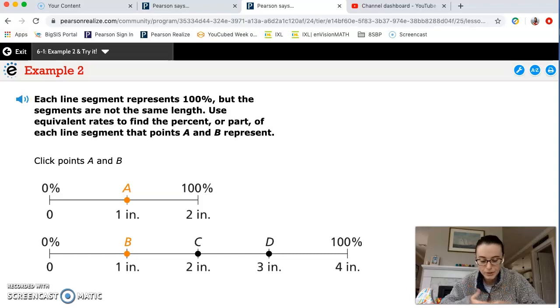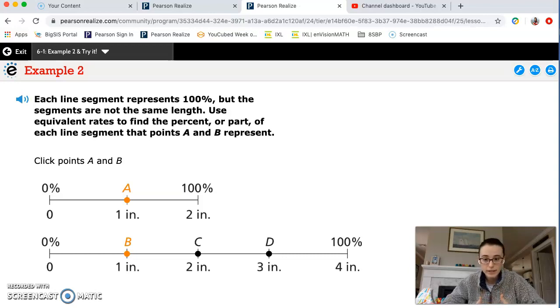So what they're asking you to do is to represent point A on line segment 1 as a percent of the total line segment. As we can see, point A is 1 inch of 2 inches in this total line segment, so it's 1 over 2, which would equal 50 over 100, which equals 50%. So point A would represent 50% of the first line segment.